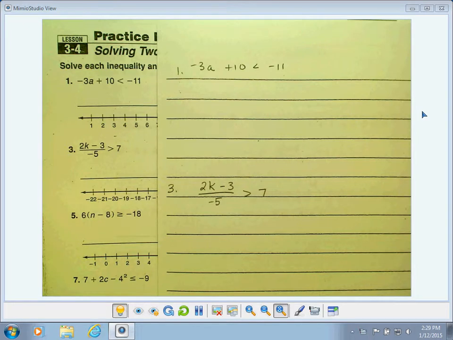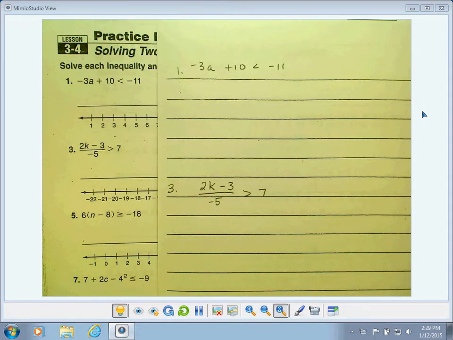Video for the quiz on inequality solving, which is lessons 3.1 through 3.4. As we said in class, the only page that seemed to be pretty difficult would be this one, lesson 3.4's practice page, which involves multi-step solving for inequalities. So we'll start out with a few of them.